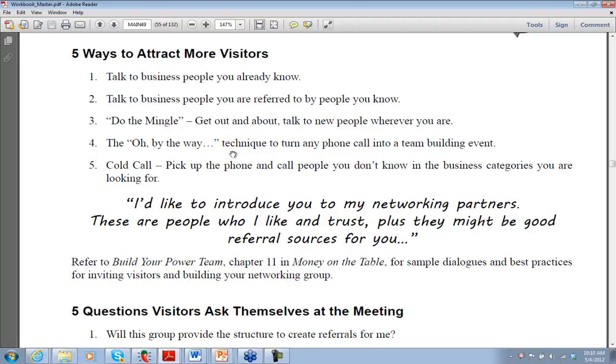3 oh, by the ways, right? And 3 triggers. You do that every day of the week, you're going to be shocked at how productive you're going to be. Okay, so anyway, that is the top 4 techniques or ways to attract more visitors. Cold calling is something that I don't recommend at this point.